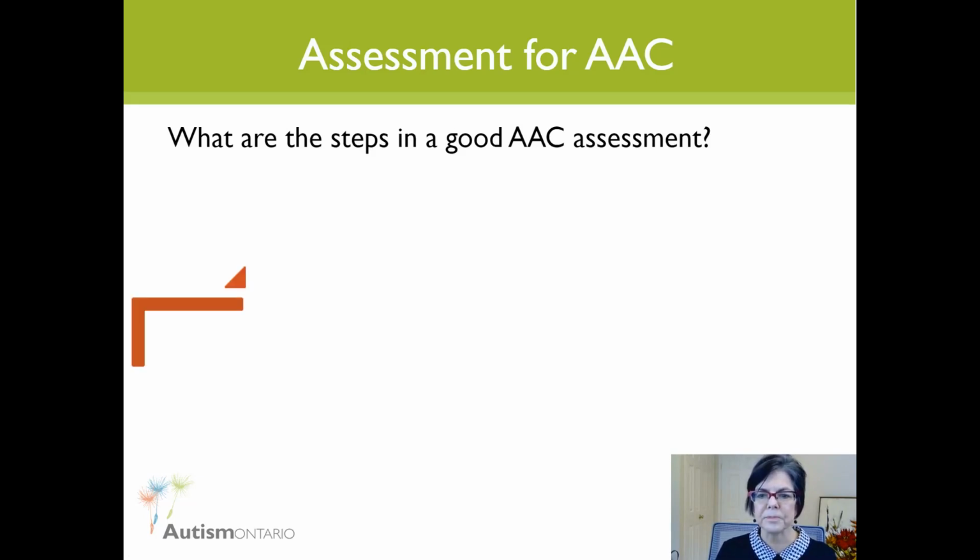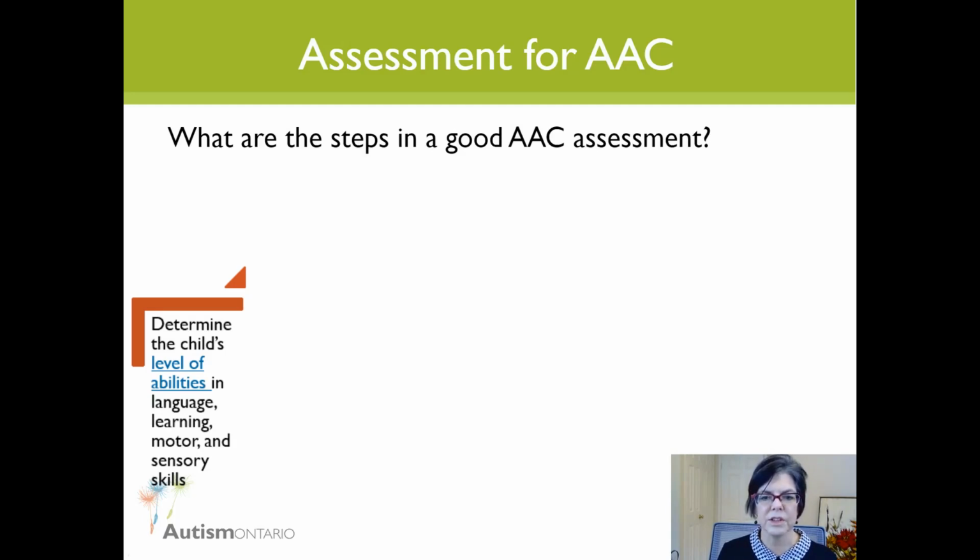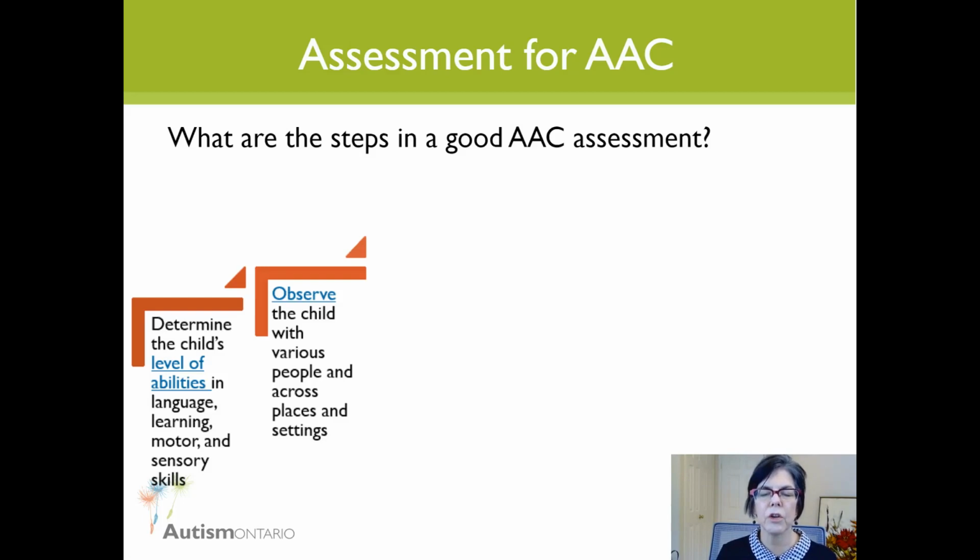So the first step in the assessment is you're going to determine the child's level of abilities. Level in language skills, in their learning abilities, in their motor skills, and sensory skills. So you want to look for those things. Next, you want to observe with various people and across places and settings to see how those skills.